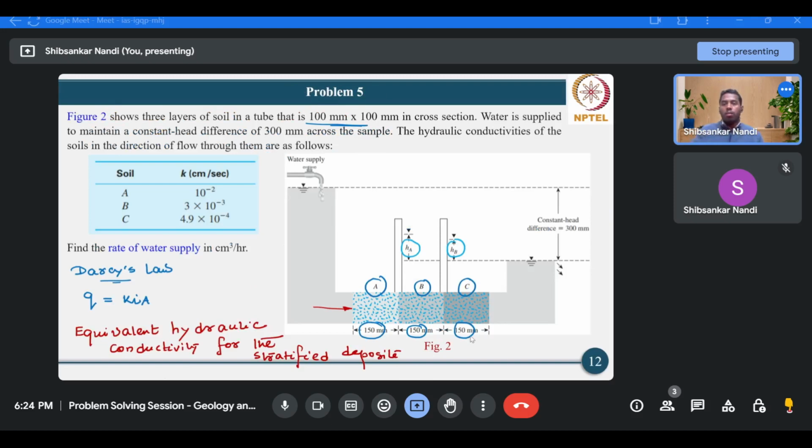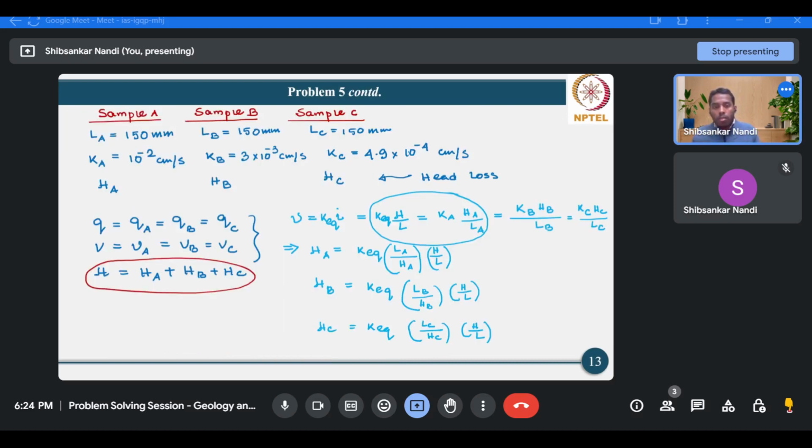Okay, so you can substitute these values for HA, HB and HC in this equation. So how, that we'll see in this slide.